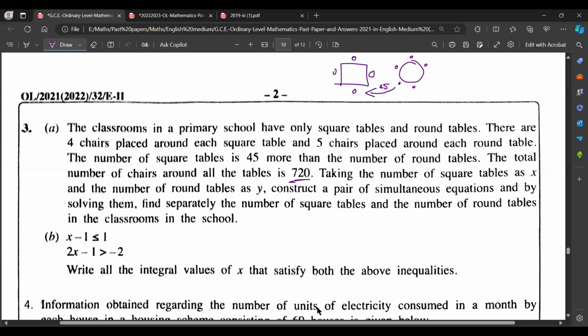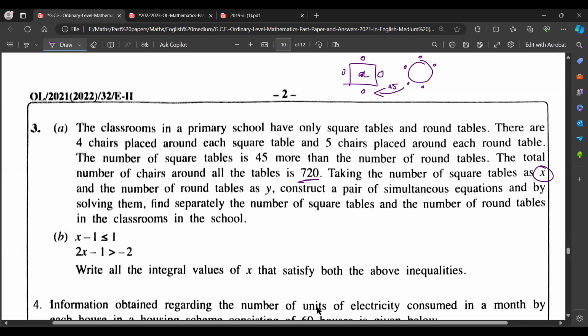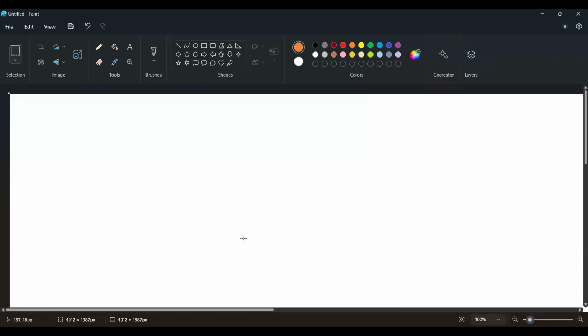Take the number of square tables as x and the number of rounded tables as y. Construct a pair of simultaneous equations and, by solving them, find separately the number of square tables and the number of rounded tables in the classroom. Okay, now first of all, take square tables as x, rounded tables as y. They mentioned that already, so no need to worry. Here, one equation, think about this one, okay?